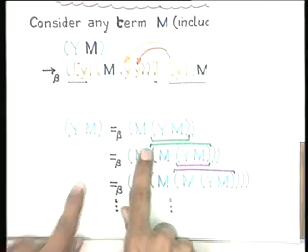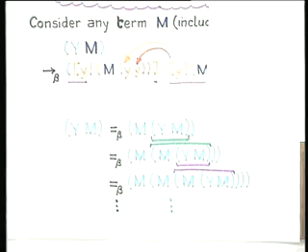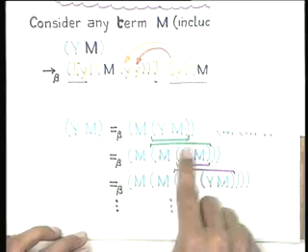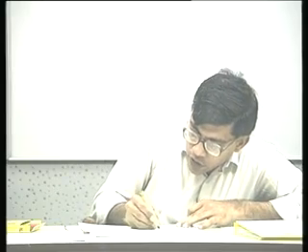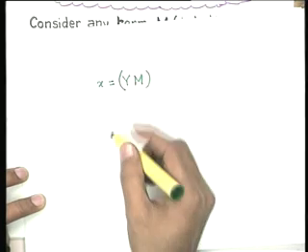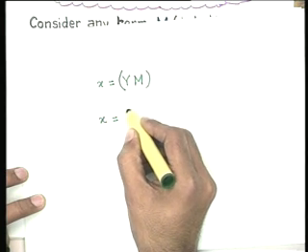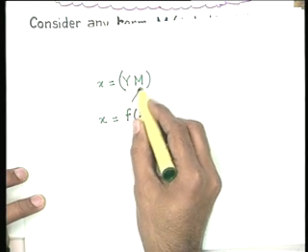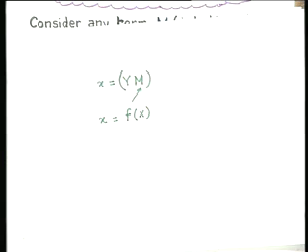If we think of these lambda terms as being functions, then this equation is really equivalent to the following. If I take this YM as some x, then x is equal to YM, and what I get is that x is equal to f of x, where f is M, which by definition is a fixed point. When is x a fixed point of a function f? When x equals f of x, right? So up to beta equality, Y, when applied to any lambda term, automatically gives me a fixed point of that lambda term.